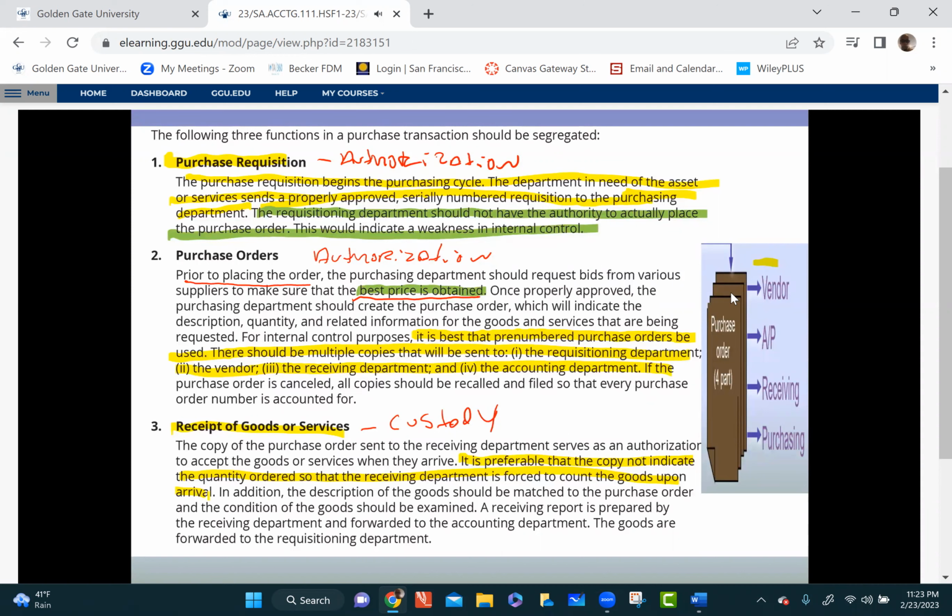The quantity ordered is blank on the receiving department's version of the purchase order. Yes, because if 26 were delivered and they see that there should only be 25, someone could pocket one.